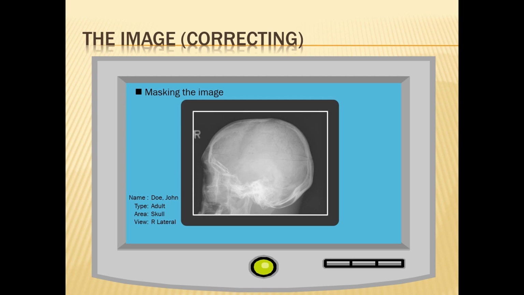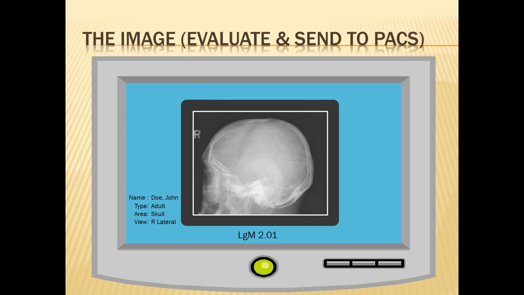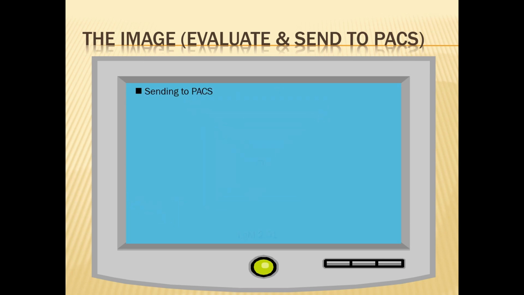Some systems may provide an option to display a 1 or 2 pixel white border between the image and the mask as a visual indicator of proper collimation. Now is the time to evaluate the image for correct exposure and positioning. Is the image acceptable? The answer is yes. And the image is sent to PACS.